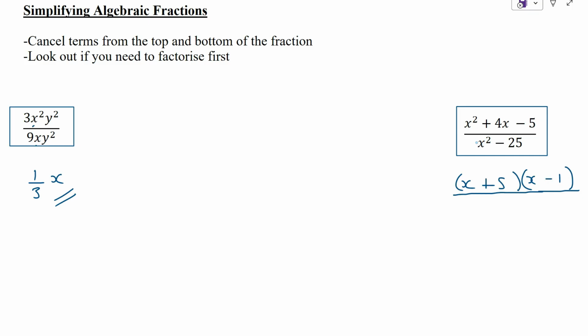Now, as you can see here, this denominator is the difference of two squares, so this can actually be factorized as well. And the brackets for this are going to be x plus 5 and x minus 5. Now in this format, we can see we can actually cancel these brackets out, leaving us with a final answer of x minus 1 over x minus 5. So if we do have a term that looks quite complex, once we've factorized everything, we notice that there are actually brackets that can be cancelled out and will give us a more simplified answer.